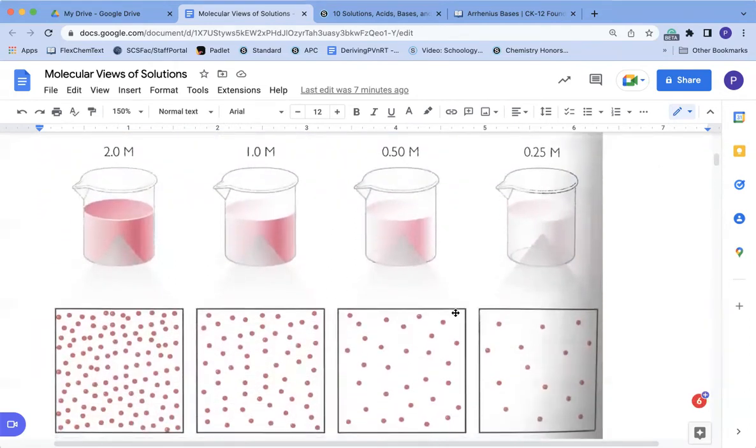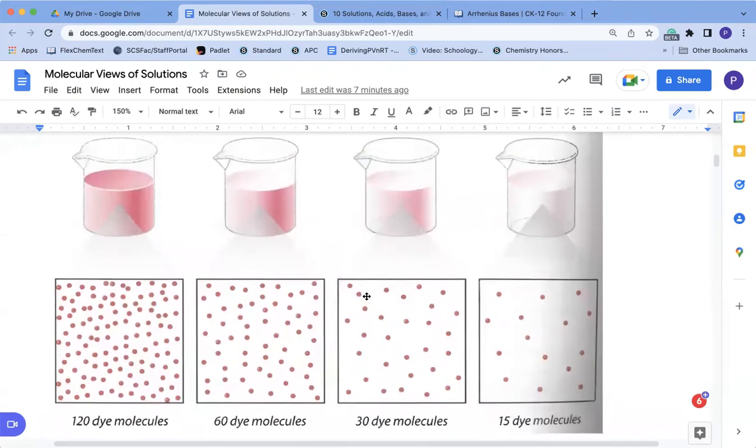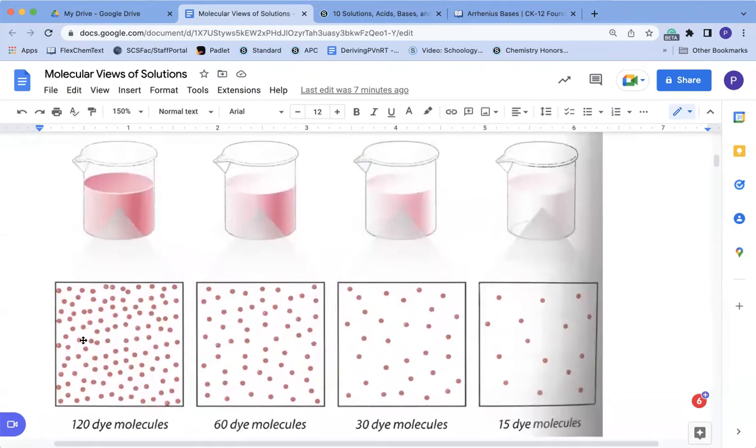If I have a 2-molar solution, that means that there are 2 moles of red dye for every liter of solution. This is half as concentrated. This is 1/4 the concentration of the original substance, and this is 1/8 of the concentration that I had originally. Now, the concentration numbers are going to disappear as I scroll up, so my 2-molar solution behaves in the same way that 120 dye molecules in this little square would behave.